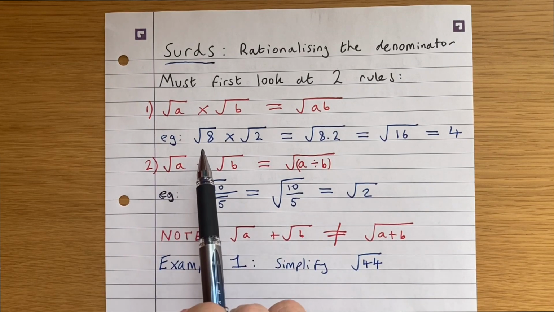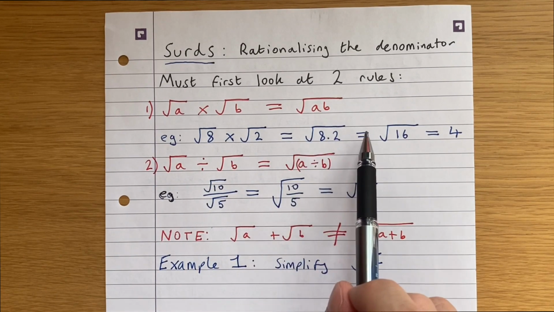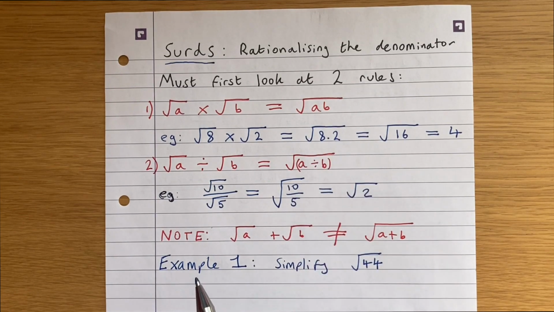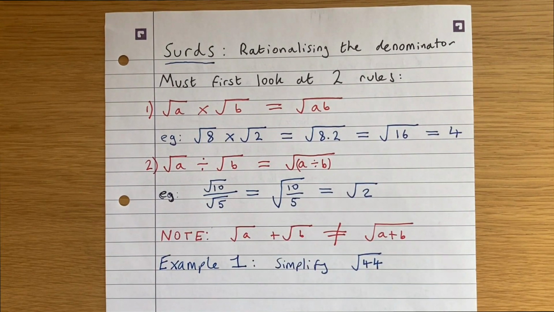So for example, if we're working out the square root of 8 times the square root of 2, what we get is the square root of 8 times 2, and 8 times 2 is 16, so that is the square root of 16, which is equal to 4. The second rule, pretty similar: the square root of a divided by the square root of b is equal to the square root of a divided by b. So another example, if we have root 10 divided by root 5, that's equal to the square root of 10 over 5, which is equal to the square root of 2.